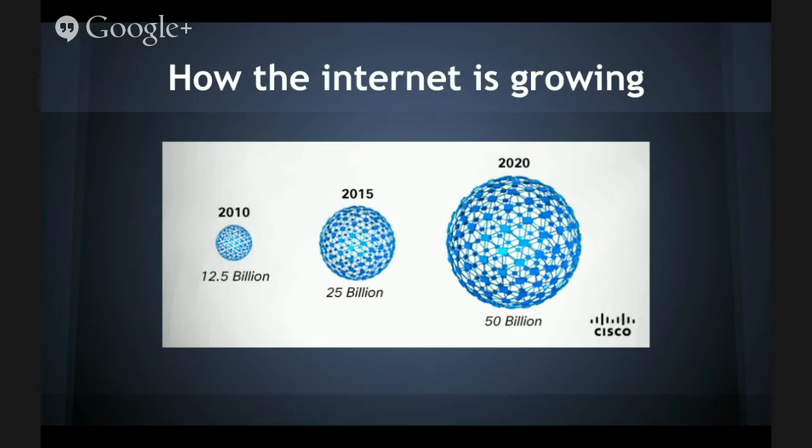The internet is growing, and it is growing a lot. According to Cisco, there were 12.5 billion devices connecting to the internet during 2010. And they predict the number of connected devices will have doubled by 2015 to 25 billion. And 5 years later, 2020, it will have doubled again to 50 billion.